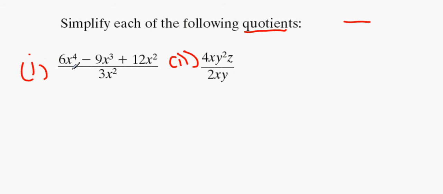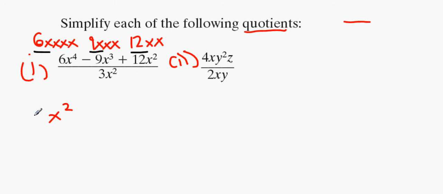Take out the highest power of x, right? So the highest power of x: this one's 12xx, 9xxx, and 6xxxx. We can take out two x's. So we can take out x squared on top. All three numbers 6, 9 and 12 are divisible by 3. This means we can take out 3 as well.